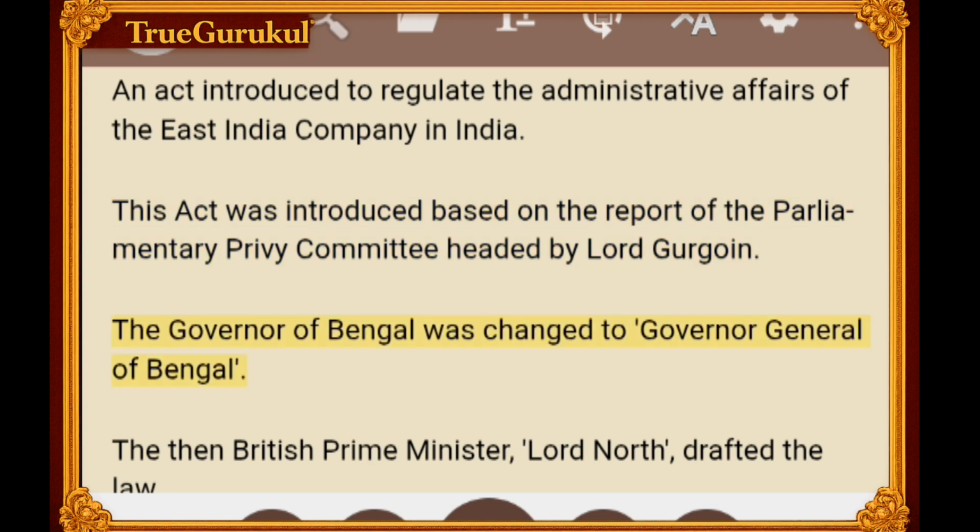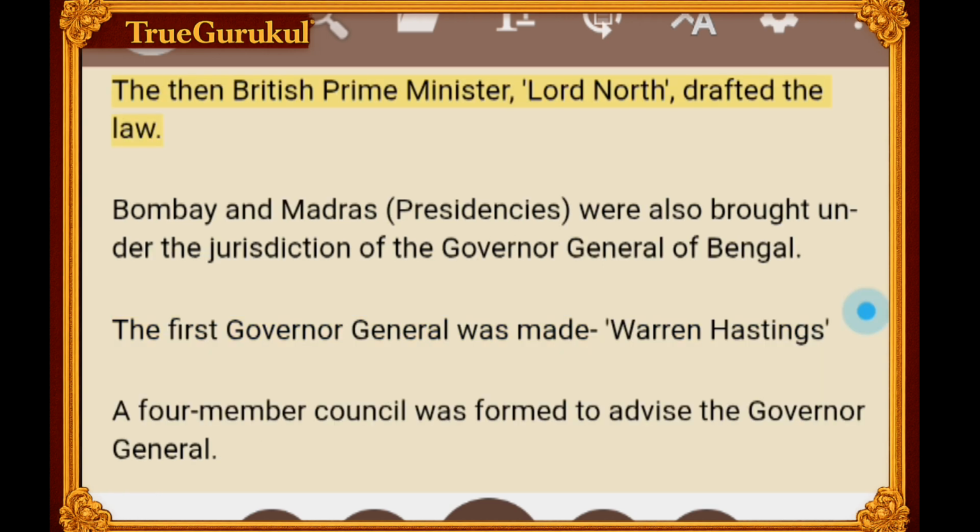The Governor of Bengal was changed to Governor General of Bengal. The then British Prime Minister, Lord North, drafted the law. Bombay and Madras presidencies were also brought under the jurisdiction of the Governor General of Bengal. The first Governor General was made, Warren Hastings. A 4-member council was formed to advise the Governor General.